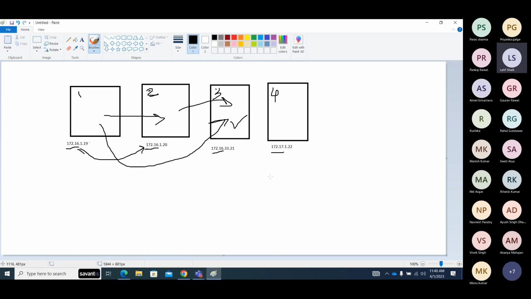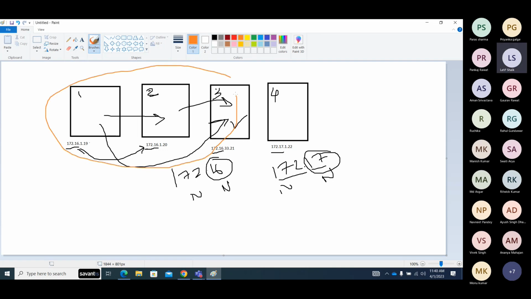So see this one, 172.17. 172 is common, very good, no problem. But 17, see, these are network portions. These three are 172.16. This is a network portion, but on this side it is different. So the network is different from these three, devices 1, 2, 3, to the fourth one. So these devices can communicate with each other, but they cannot communicate with this one. Why? Because of this network portion.